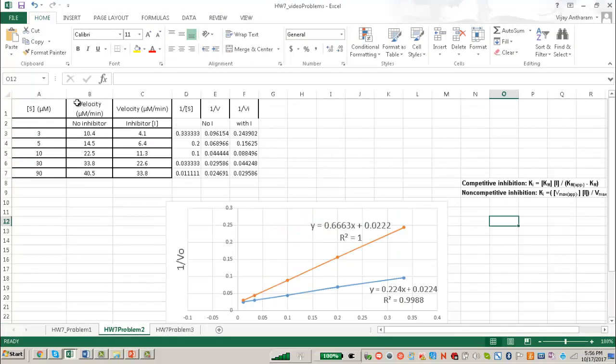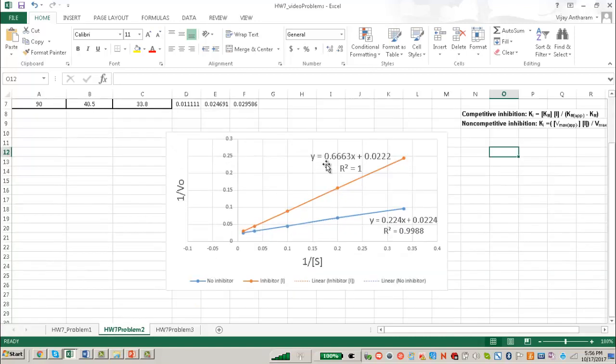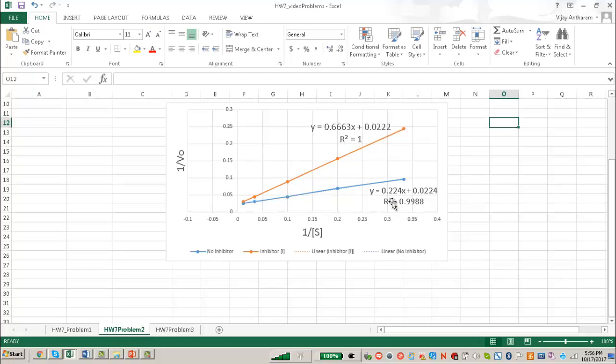I've already put the data table in and have already computed the Lineweaver-Burk plot. So again, go to homework 4 for an introduction on how to graph this using Microsoft Excel. So let's first take a look at the Lineweaver-Burk plot, the double reciprocal. Here in the blue is without the inhibitor. Notice what the inhibitor does when you do this assay. It causes a counterclockwise shift.